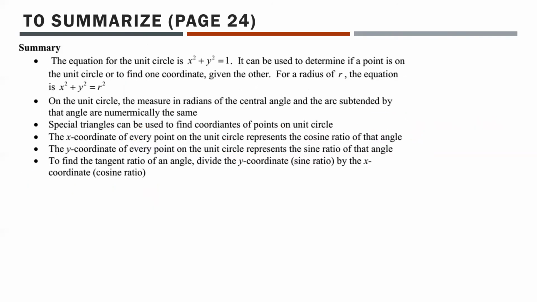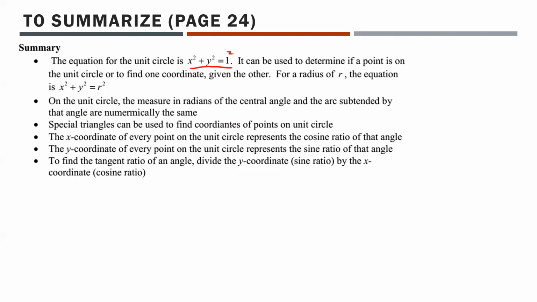Anyway, to summarize the whole thing, this is some stuff from previous days. The equation for a unit circle is x squared plus y squared equals 1. Really, it should be 1 squared, but remember 1 squared is still 1, so who cares? It can be used to determine if a point is on the unit circle or to find one coordinate given the other. So in other words, don't forget that this is a thing, right? This can come around when you least expect it. If I'm asking you, hey, is this coordinate on the unit circle? You've got to use this. You can't use other things. At least this would be the easiest way.